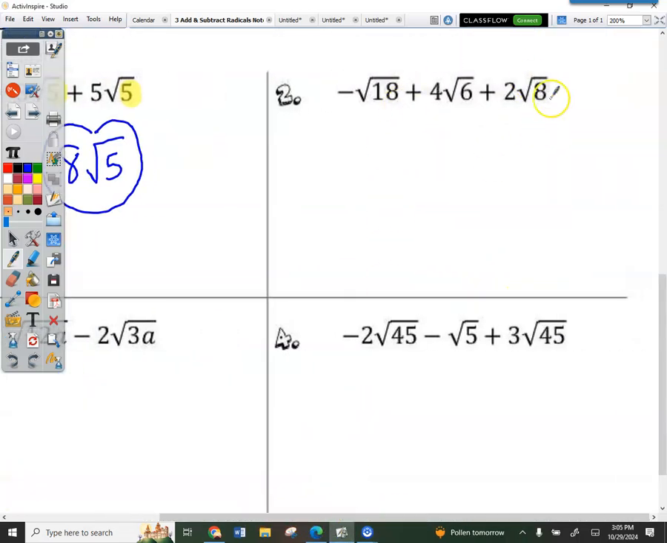Can you please try number 2? Ask yourself from the get-go, can you add these terms together given the radicals that you see? You've got to be trying it, you've got to be using your pencil, you've got to be making an effort.